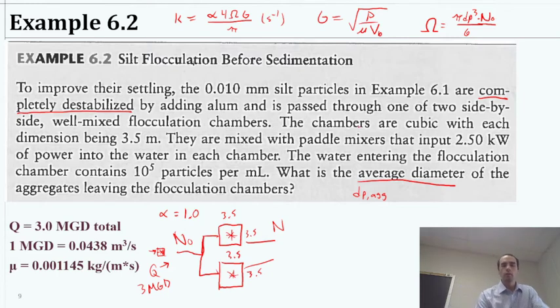I guess there's one other parameter we can write down. We were given the initial N naught, that was 10 to the 5th particles per milliliter. And then we're also given the diameter of the particles, right? So that would be dp. I'm going to go ahead and say that's 10 to the minus 5 meters.